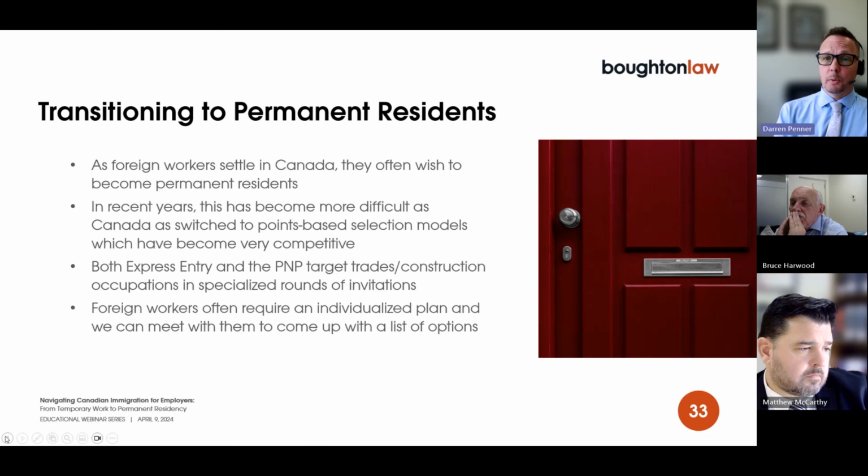There is a way to get some extra points as well if they register with Skilled Trades BC and they get a certificate of qualification from Skilled Trades BC. That'll get them some extra Express Entry points. They can get as many as 50 extra points by doing it that way.